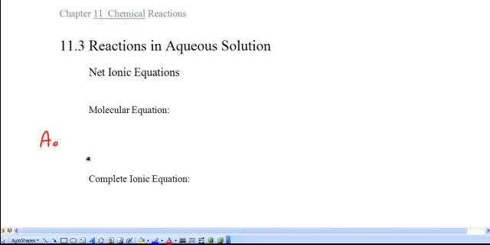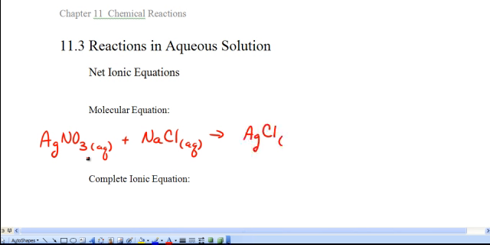For example, if we take silver nitrate solution, so we're going to write AQ behind it for aqueous, plus sodium chloride, AQ, it's a solution. This is going to be a double replacement reaction where the silver will replace the sodium and the sodium will replace the silver, and you'll be left with silver chloride, which is actually going to be a solid. You'll learn why later on in the section, and sodium nitrate, AQ. So that's a typical equation that you've been working with periodically throughout this trimester.